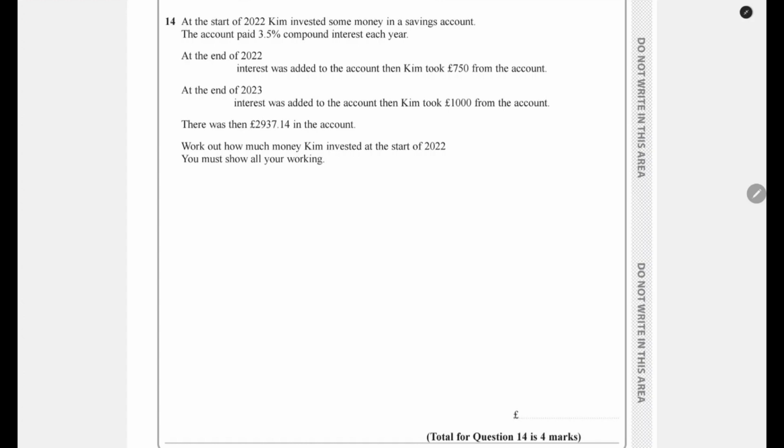Now, the general formula for compound interest is A, which is the initial amount, multiplied by 1 plus I, which is the interest rate, to the power of n, which is the number of years. So at the start of 2022, she starts off with A. At the end of 2022, we have A multiplied by 1 plus I, which is 1 plus 3.5%. We're going to change that into a decimal, which is 0.035, to the power of 1, because it's at the end of 1 year. That is equal to A multiplied by 1.035.